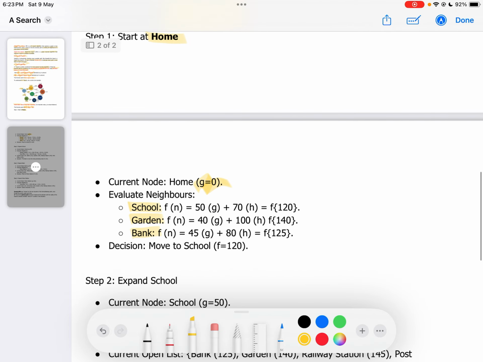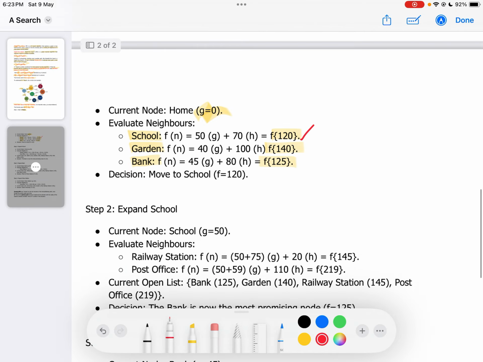So it applies the formula, and what do we get? 50 plus 70 for school, which is 120. Garden is 40 plus 100, 140. Bank is 45 plus 80, 125. Which is the lowest? School is the lowest. So now the search expands to school.